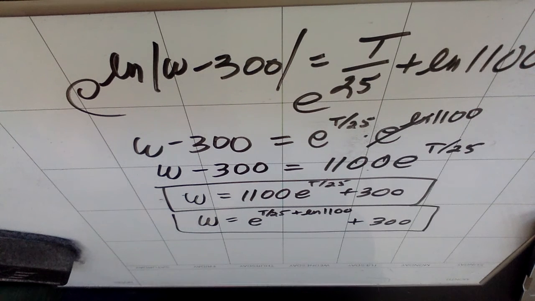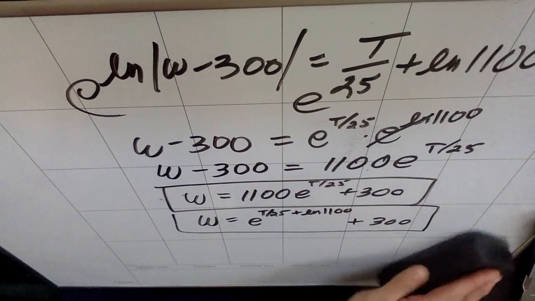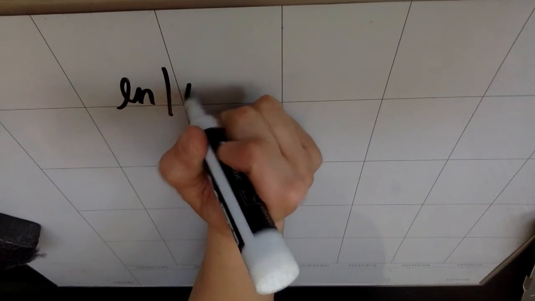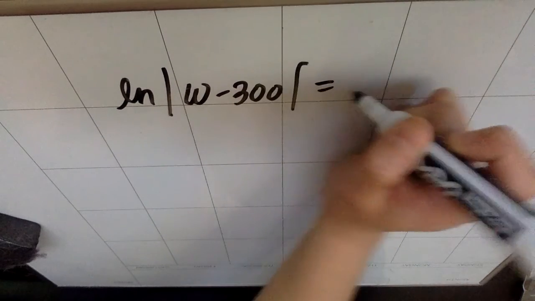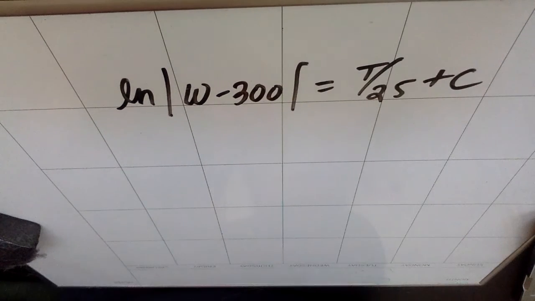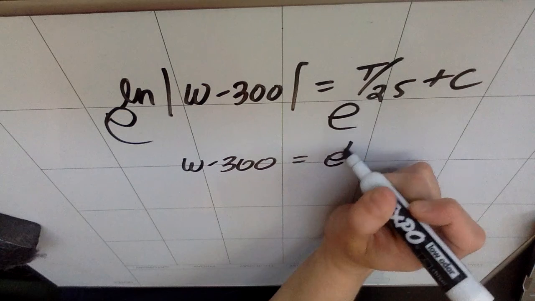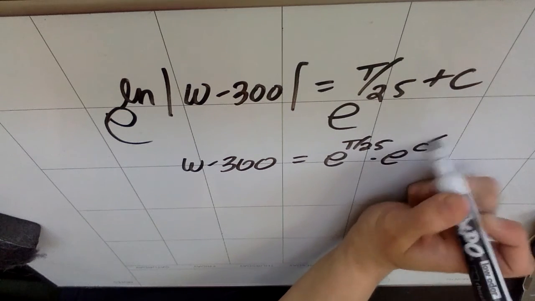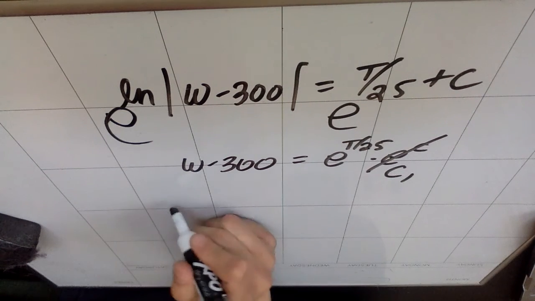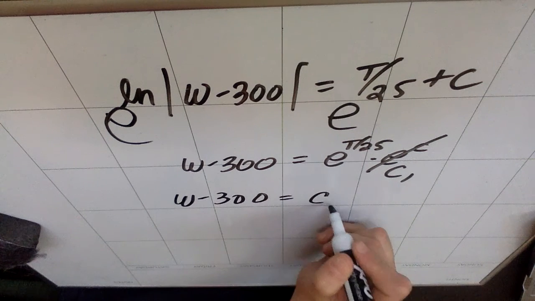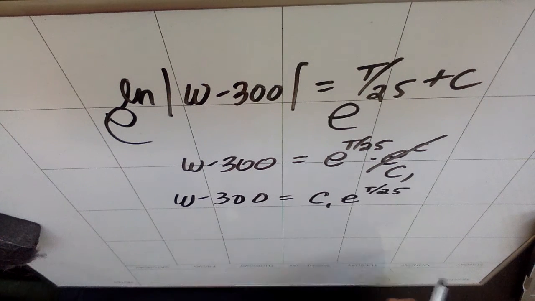Now, an interesting side effect is that if you don't feel as comfortable with this, there is a way around that if you solve for W first and then find a different C than the C you started with. I've done this in other videos, so I'm just going to retrace my steps for a sec. Let's say, rewind to here, W minus 300 equals t over 25 plus C. Let's say instead of plugging in, I decide to solve for W first. So I exponentiate, and I get W minus 300 equals e to the t over 25 times e to the C, which I'm going to rename as some different constant C sub 1. So I get W minus 300 equals C sub 1 e to the t over 25.